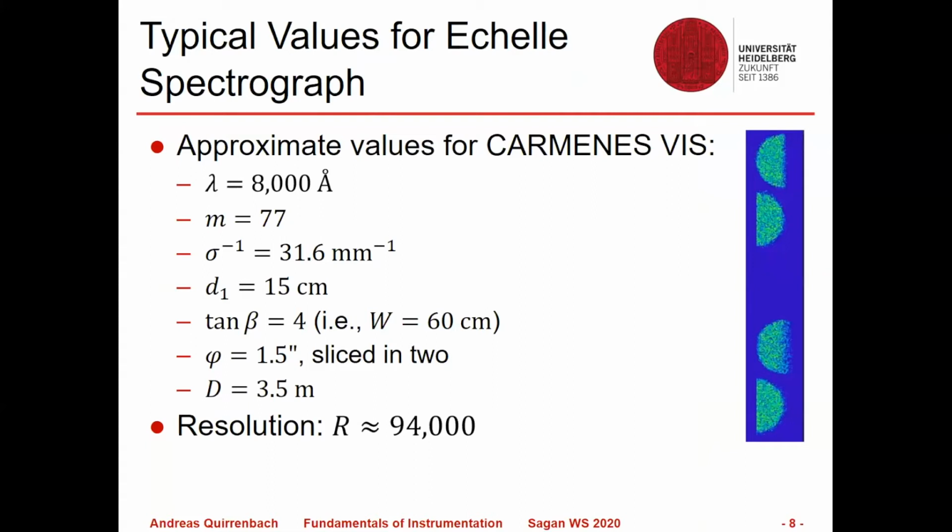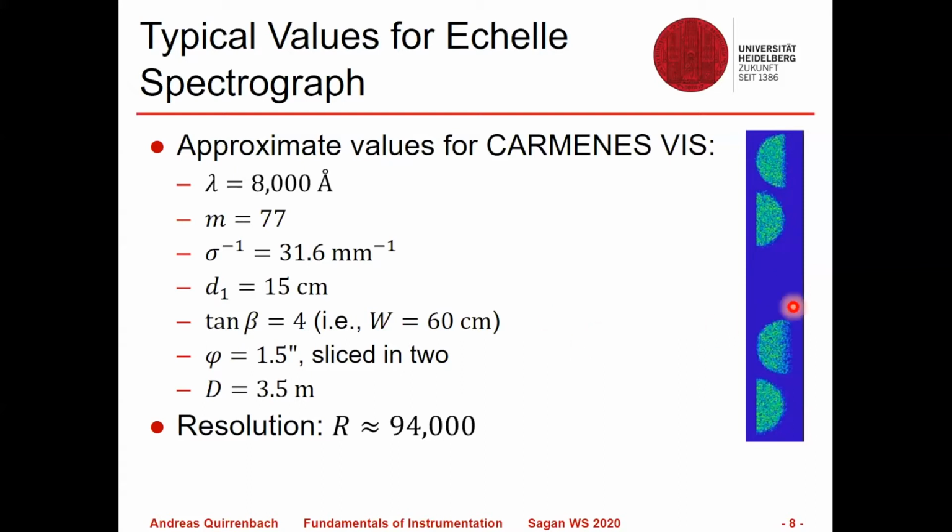And here are some typical parameters. Taking a wavelength in the middle of the wavelength range of this spectrograph, this is about 8,000 angstroms. This is for us the 77th order. So the grating is really used in a high order. This particular grating has 31.6 lines per millimeter. The size of the beam in the spectrograph is 15 centimeters. The tangent of the reflection angle is 4. So this also means that the length of the grating is about 4 times the beam diameter. You saw that it is rectangular.